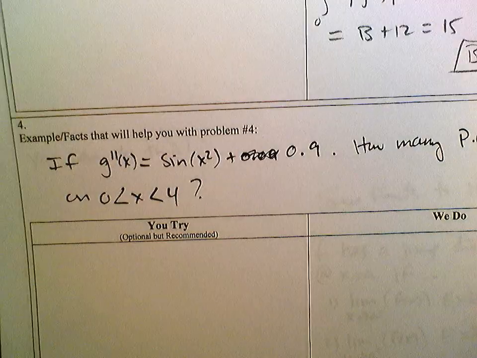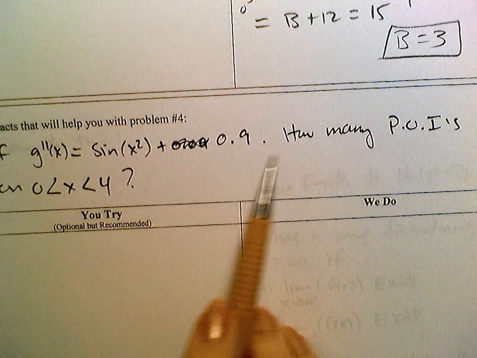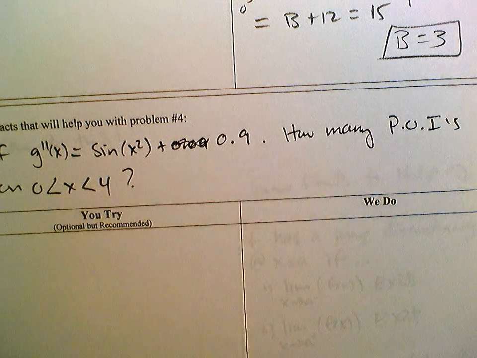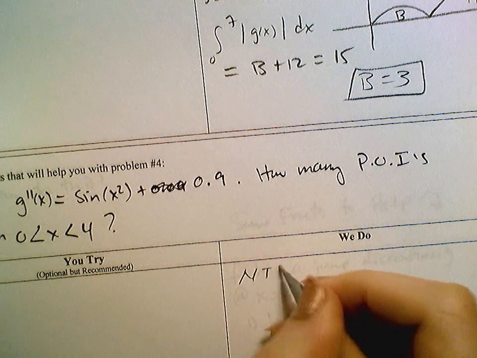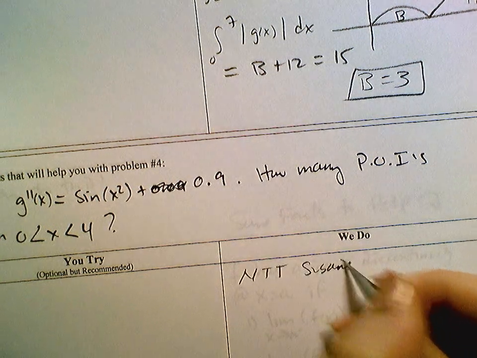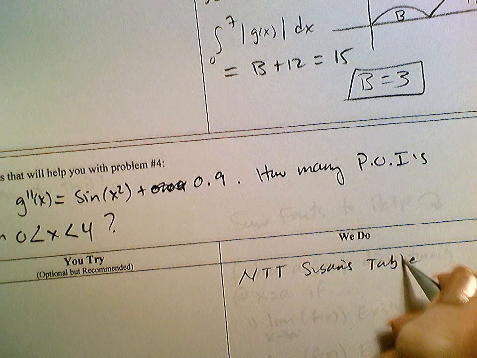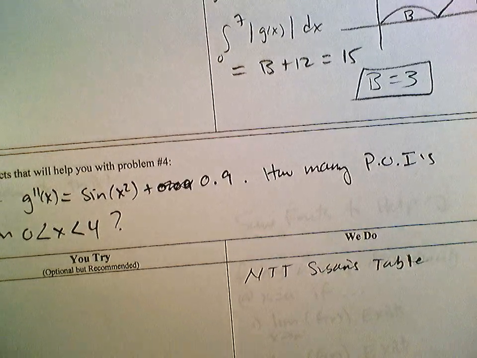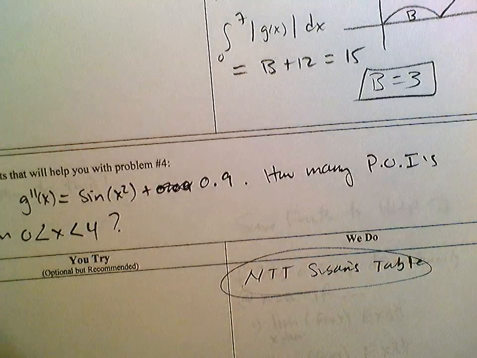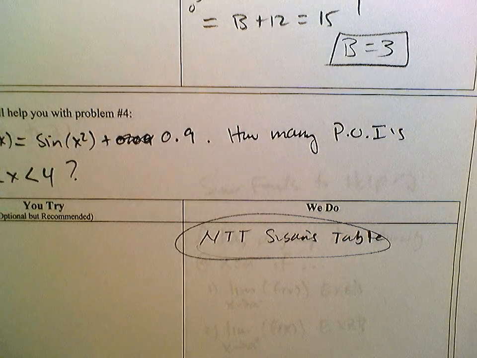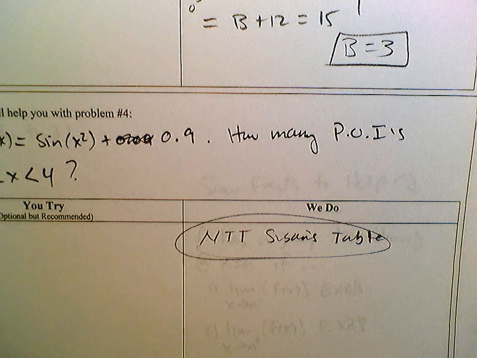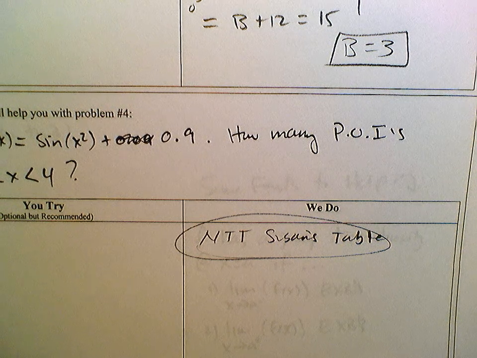All right, now this one. If g double prime of this function is given, how many points of inflection? So you would need to know Susan's table. And let me go to it. Alrighty, number 4.